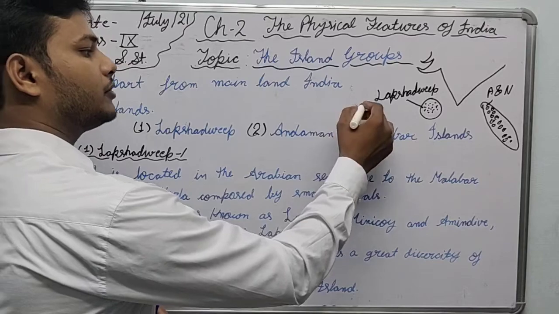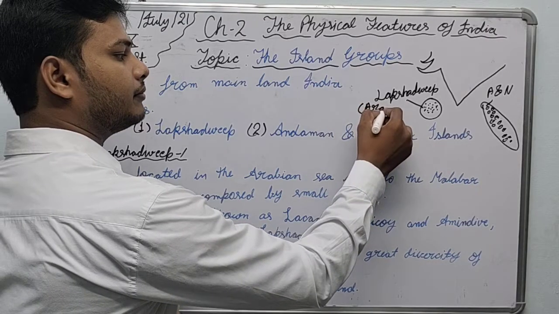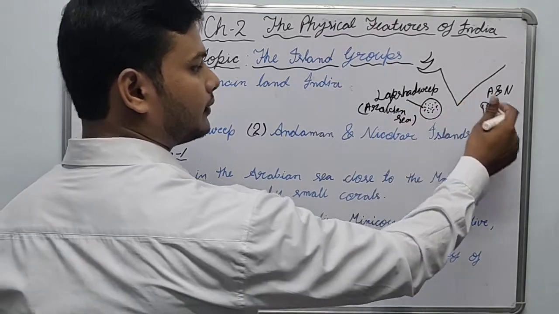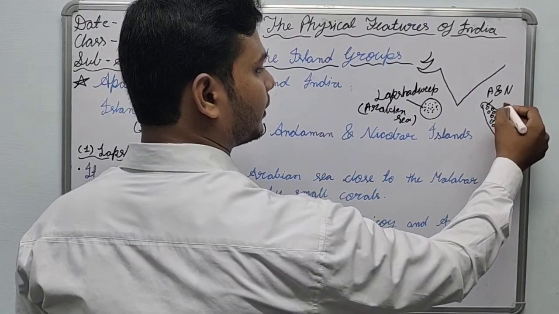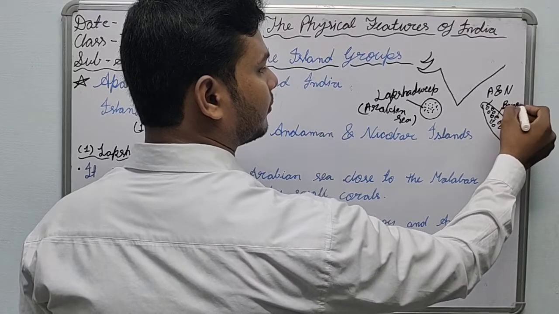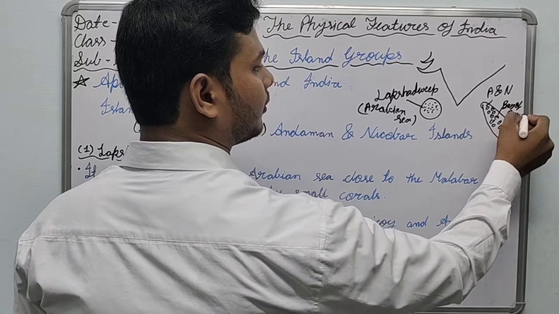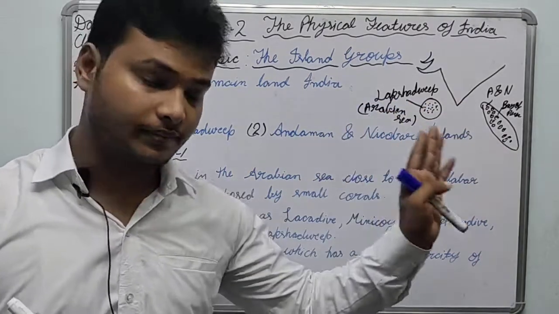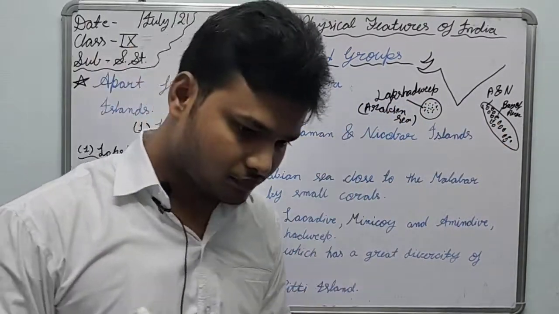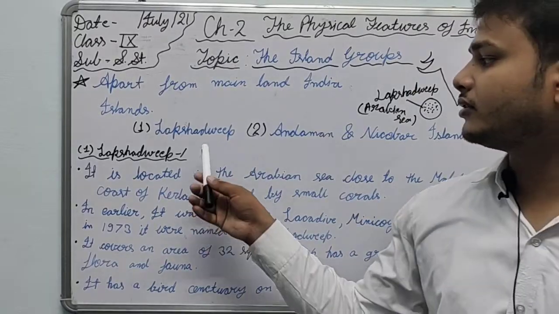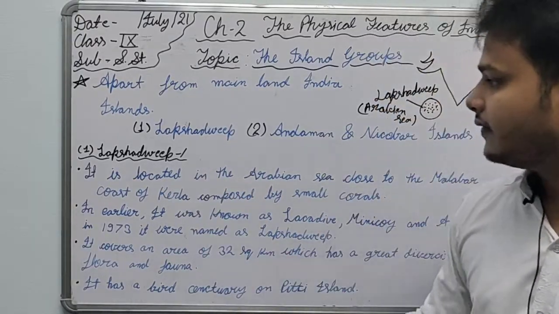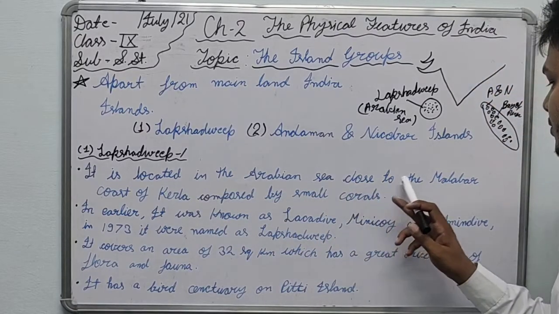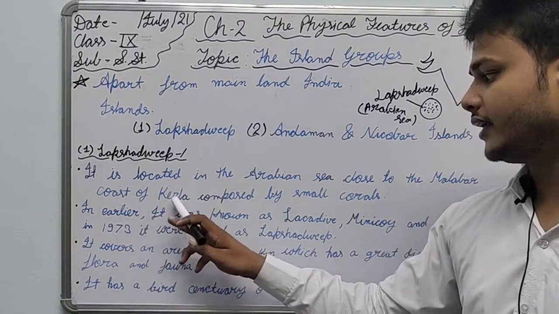Look, this Lakshadweep is present in the Arabian Sea, while this Andaman and Nicobar Island is present in the Bay of Bengal. So I hope the location of Lakshadweep and the Andaman and Nicobar Islands is clear. So now first we are going to discuss Lakshadweep, which is located in the Arabian Sea close to the Malabar coast of Kerala.